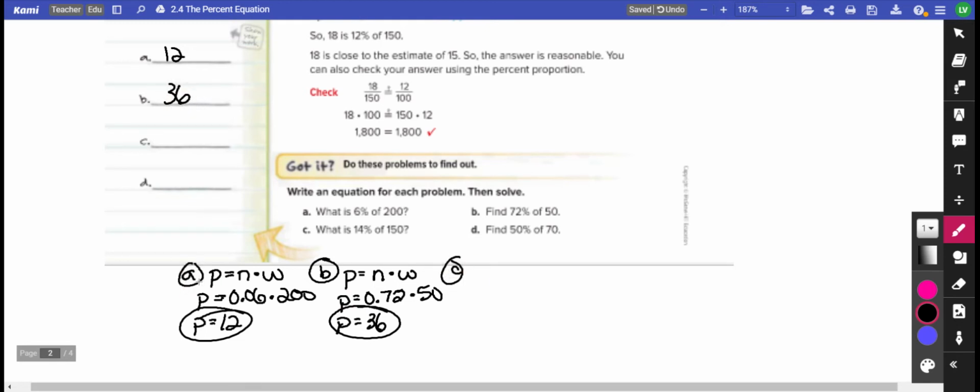All right, for letter C, what is 14% of 150? So part equals percent times our whole. The part is 14 hundredths, because 14% is written as that as a decimal, times 150. Well, then we take 150 and multiply it by 14 hundredths. So the part equals 21.